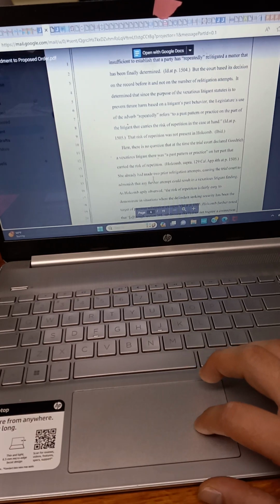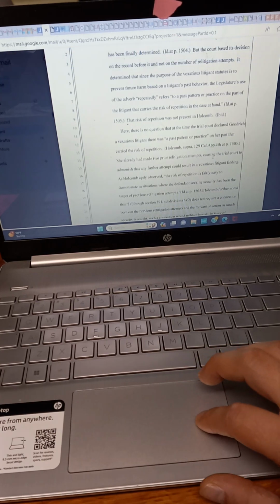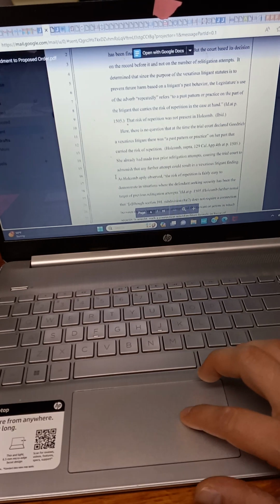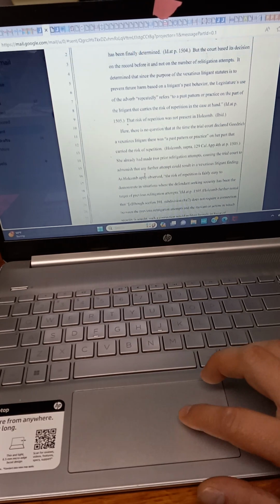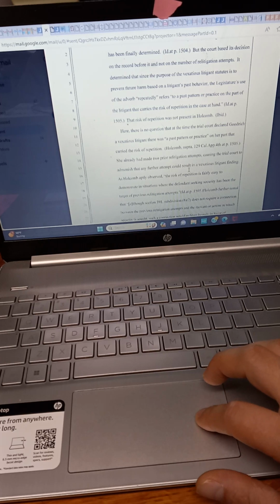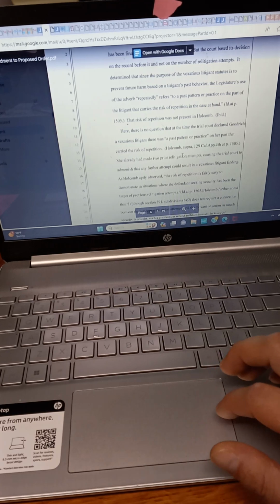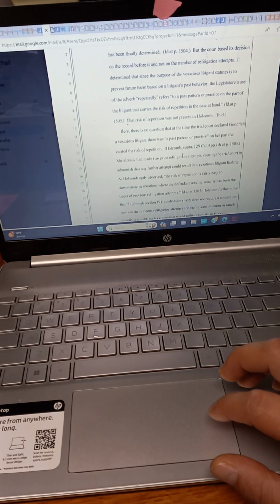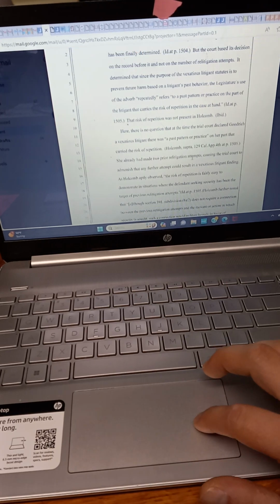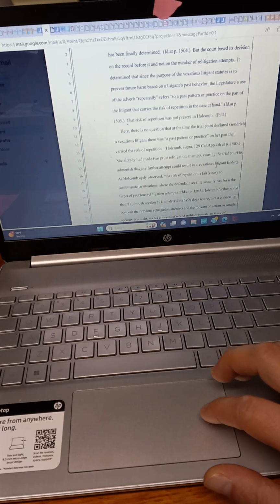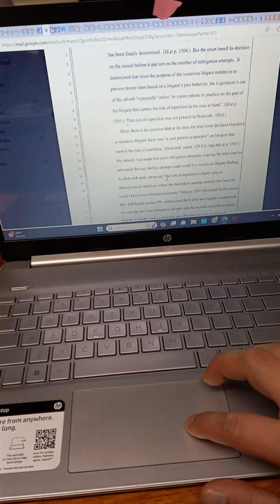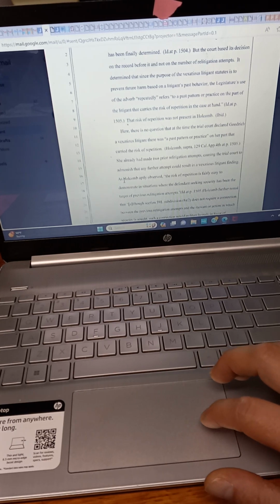She already had made two prior litigation attempts, causing the trial court to admonish that any further attempt could result in a vexatious litigant finding. And also in this case, the biggest thing that was against her is that she failed to appear and didn't appeal the ruling against her. So she was at fault from the beginning.